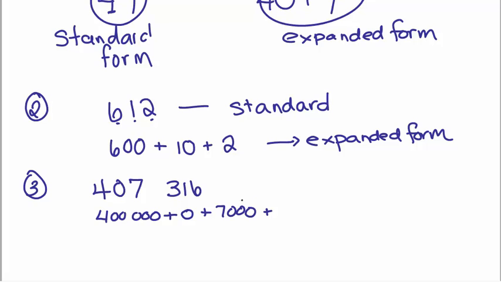Plus we have 300 plus 10 and our 6 ones. So 407,316 in expanded form is 400,000 plus 7,000 plus 300 plus 10 plus 6.